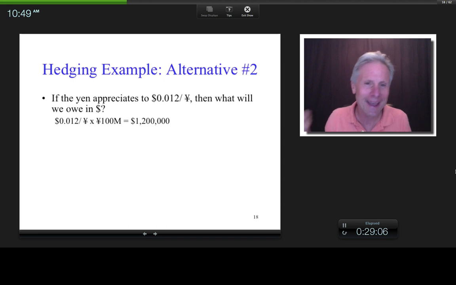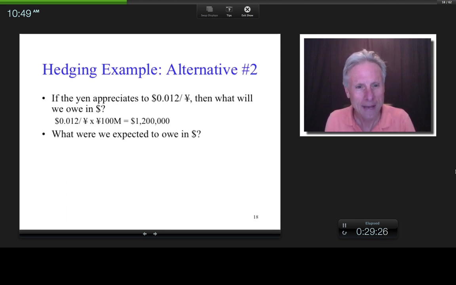Well, we would go, yay, glad we took on this risk, or we would go, oh man, I wish we hadn't taken on this risk. Well, that's sad face, right? And how would I know that's sad face? What calculation would I have to do? Well, I'd have to compare it to what we were expected to pay in dollars. Now, I know how much I have to pay in yen, 100 million yen. What exchange rate would I use at time zero today to figure out how much I'd be expected to pay in dollars?